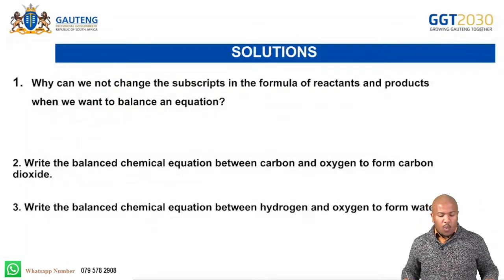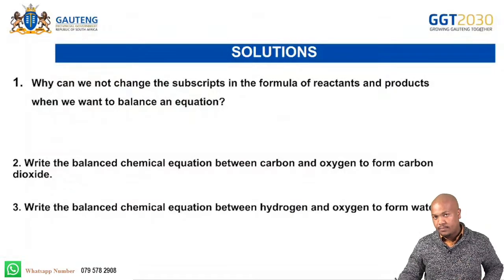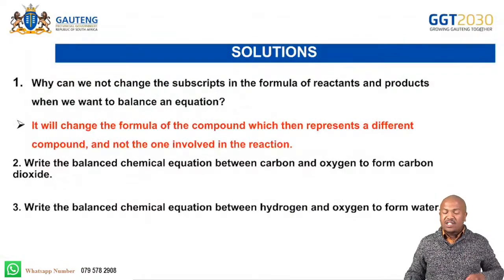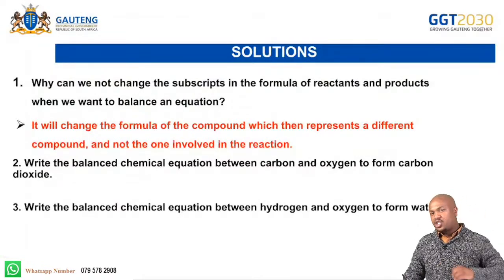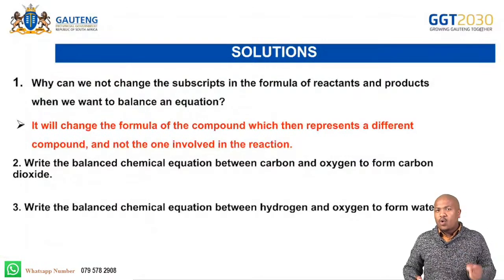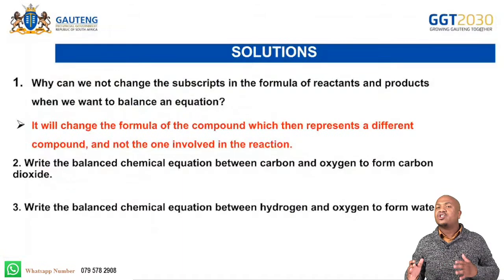Number one, why can we not change the subscripts in the formula of reactants and products when we want to balance an equation? This is because it will change the formula of the compound, which then represents a different compound and not the one involved in the reaction. Remember, we said that compounds are two or more elements in a fixed ratio. So once that ratio changes, it also changes the type of compound in the reaction. So this is why we cannot change the subscripts.